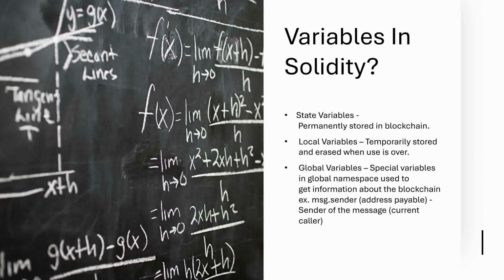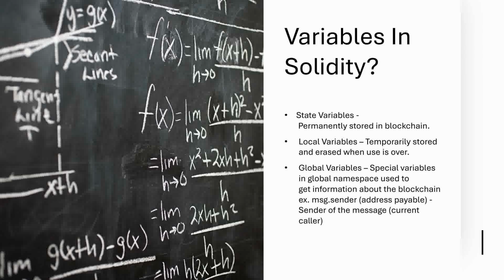Variables in Solidity. Variables in Solidity are primarily of three types: state variables, local variables, and global variables. State variables are the ones which are permanently stored on blockchain. Local variables are the ones which are temporarily stored and erased when their use is over. Specifically speaking, you can use local variables in functions. When their scope is over, when their use is over, they get erased from the memory.